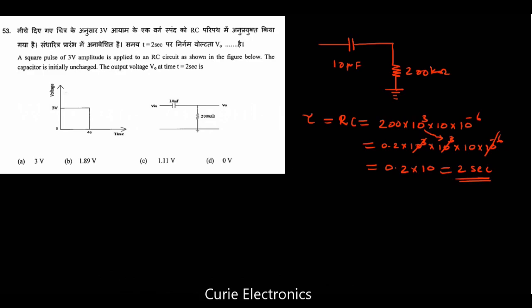So first we have to find at 2 seconds what is the voltage of the capacitor if we apply 3 volt. So this square wave pulse is going to act like a constant voltage for this one time constant. So all of us know the capacitor charging curve, time versus charge across capacitor while charging.